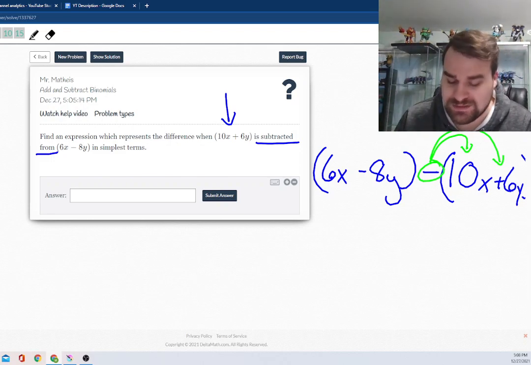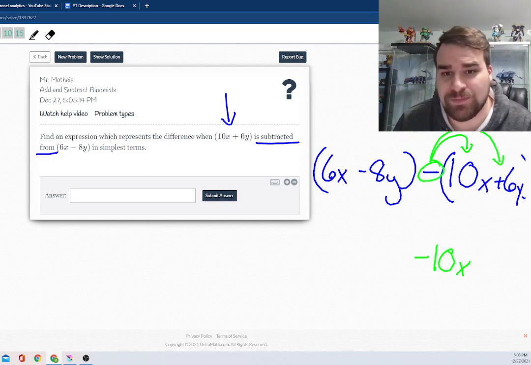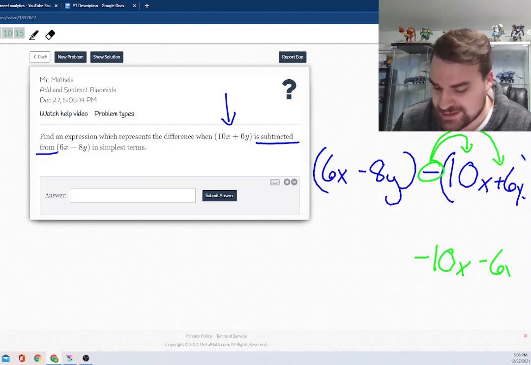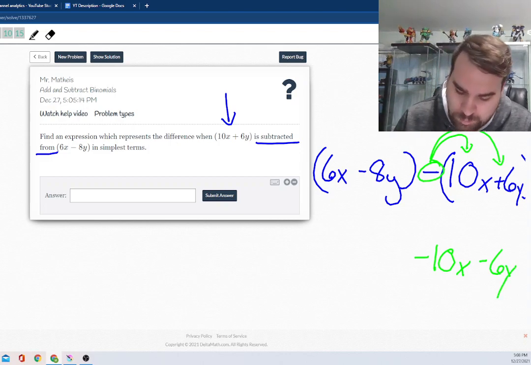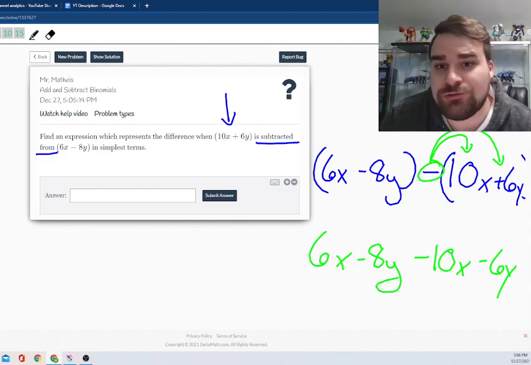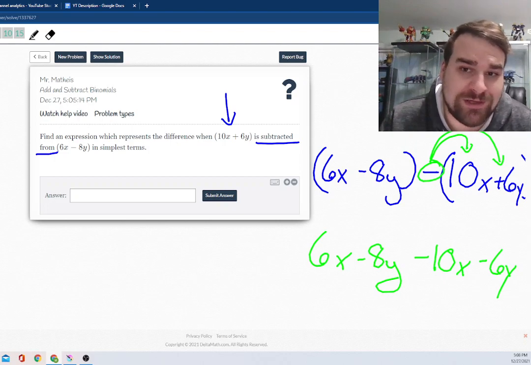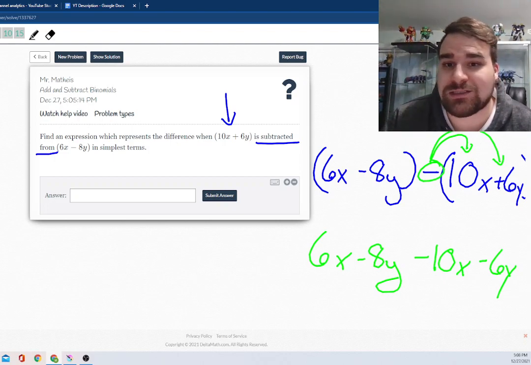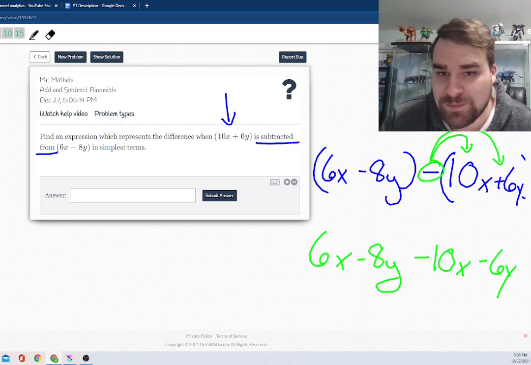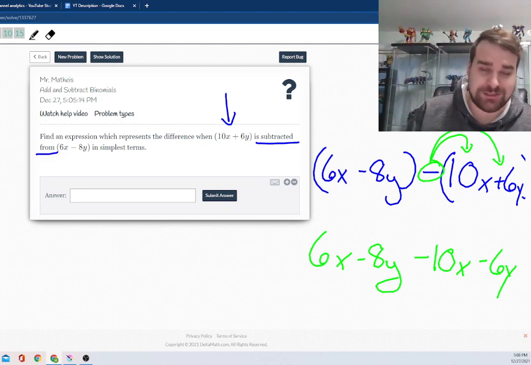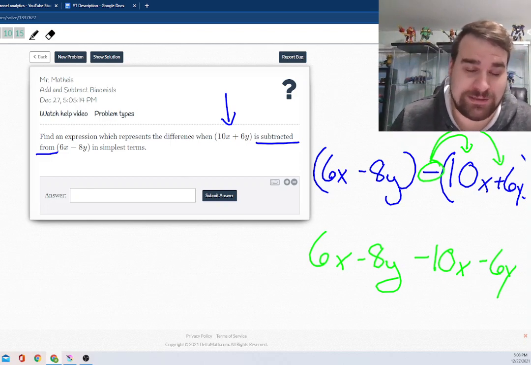So negative times 10x is, well, negative 10x. And then negative times 6y is negative 6y. Now, what we've done by distributing this negative is allowed ourselves to take away those parentheses because it's no longer really important for us to think of these binomials as separate entities anymore because we were able to distribute that negative. At this point, we can really just combine like terms.